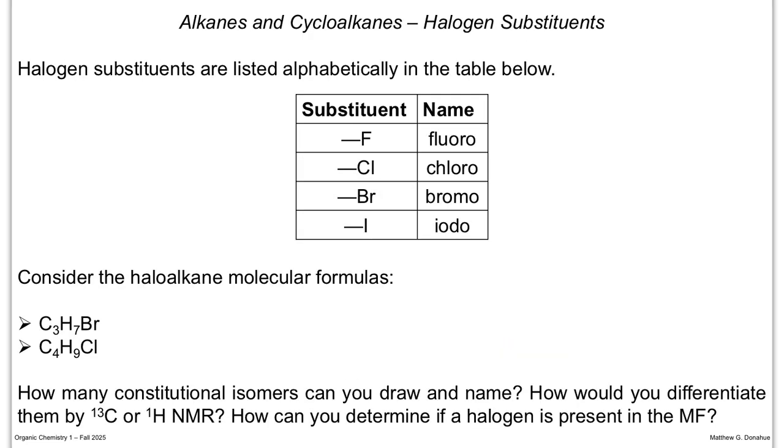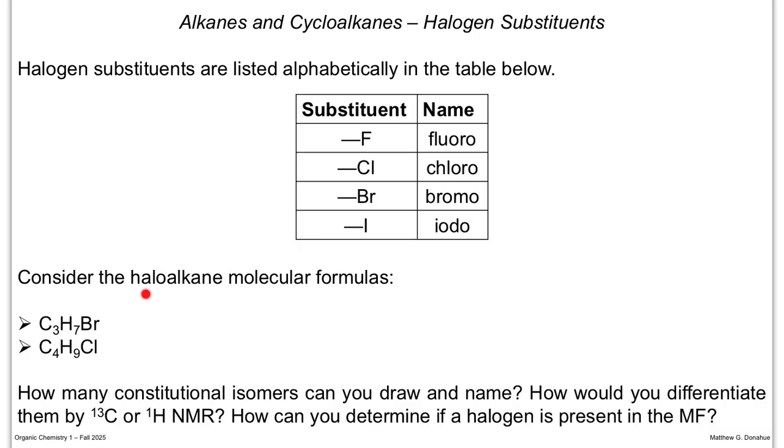So I'm going to introduce a little bit of nomenclature in terms of halogens. We've learned about alkane nomenclature. Now we're going to start putting halogens on the carbon backbone for the purpose of learning a new type of isomer. When you have a halogen, you're dropping the -ine and using -o to name it as a substituent.